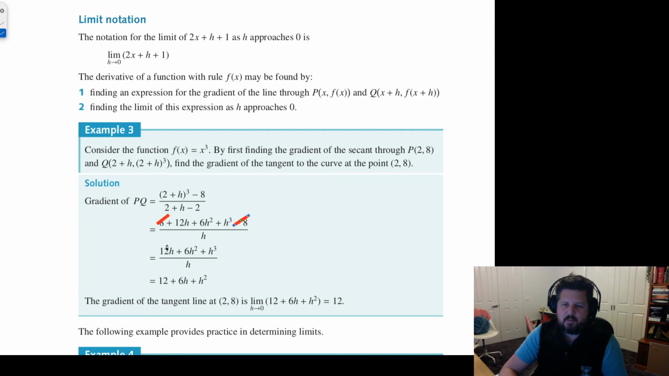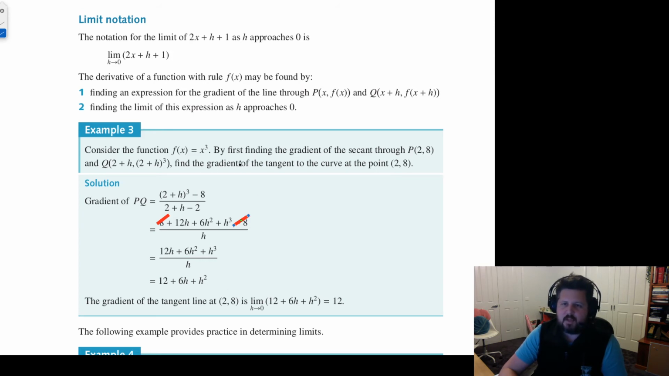Here we are. Again, you do need to continue further simplifying things down. On the top line, you need to take out h as a common factor. So h comes out the front of the brackets, and then you'll be left with 12 plus 6h plus h squared, divided by h. Those h's cancel out, and you're left with 12 plus 6h plus h squared.